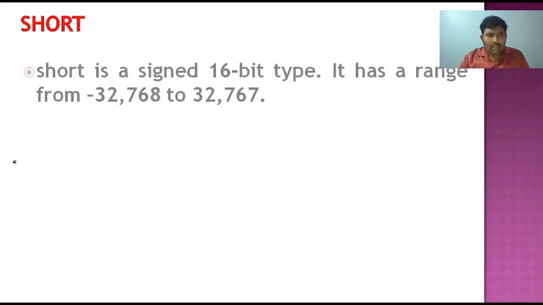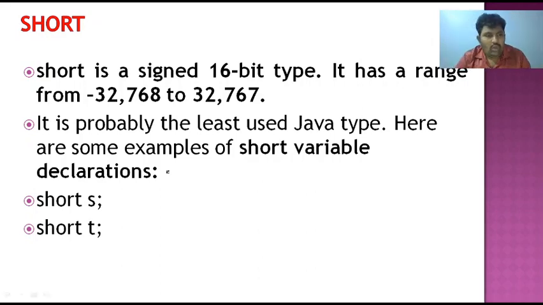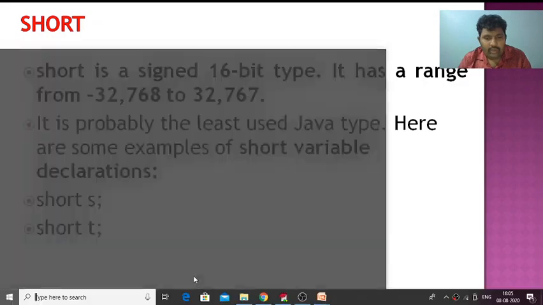Short is a signed 16-bit type. It has a range from -32,768 to 32,767. That is the range of the short. To use this short data type, simply write the keyword short and type the variable name. Now we'll see some programs on how to declare a byte variable and a short variable.